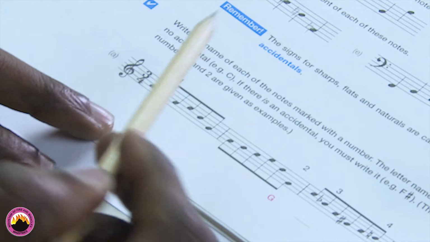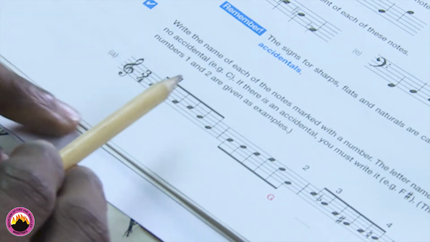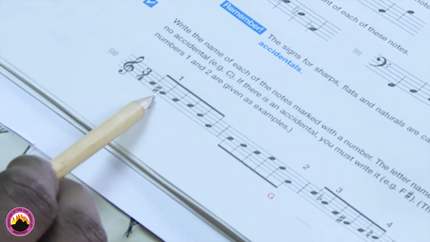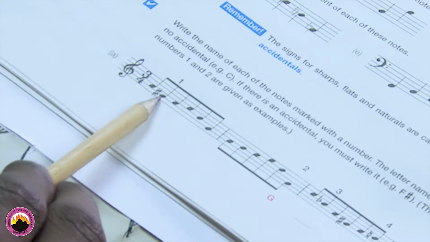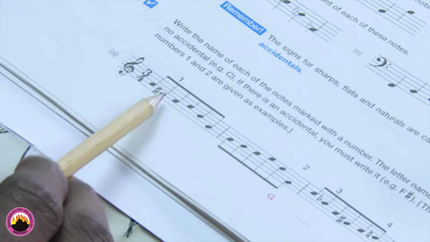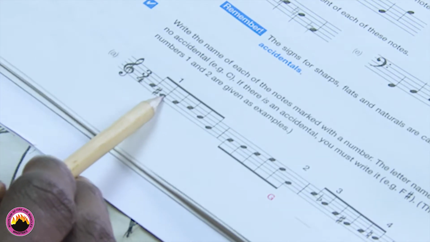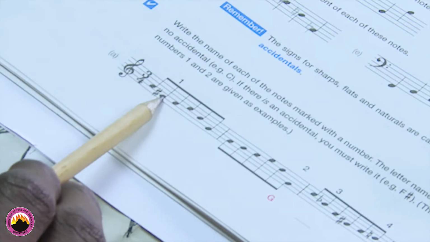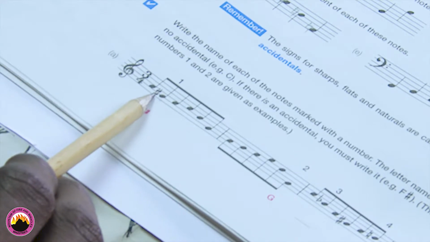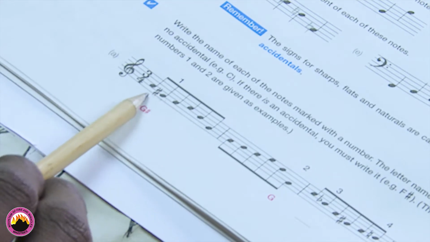So to answer this question, they say write the name of each of these notes marked with a number. So number 1 is what? Second line. So what is the second line on the treble clef? It is G. But this time around, it is not just G. There is an accidental in front of it. What is that accidental?